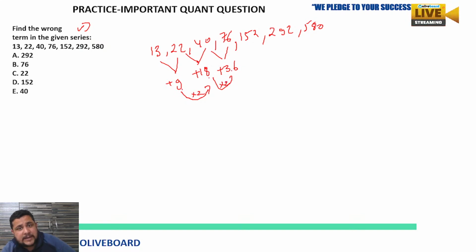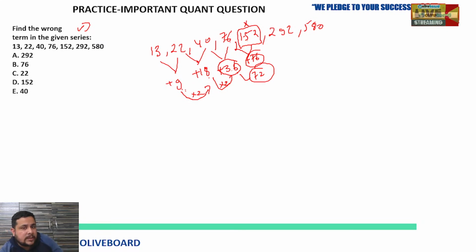So 18 multiplied by 2 is 36. Now the next difference is what? 76 to 152. So it is 76 plus 76. But double, just twice of 36, is equal to 72. So it might be possible that it is the wrong number in the series. Just follow the series as per this pattern which we are expecting: 9, 18, 36, 72. The next difference must be what? So it must be 144.